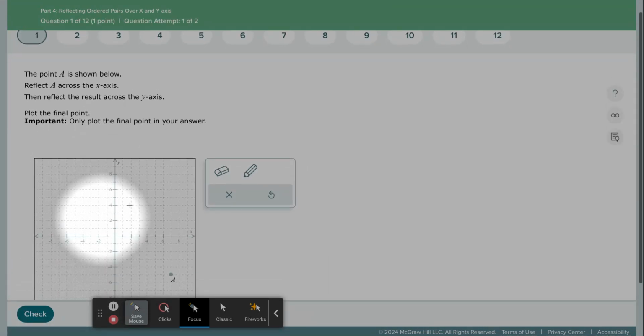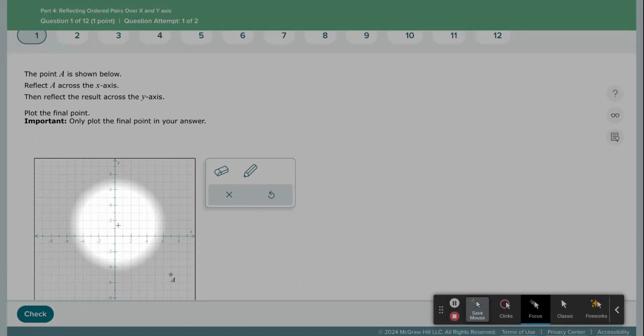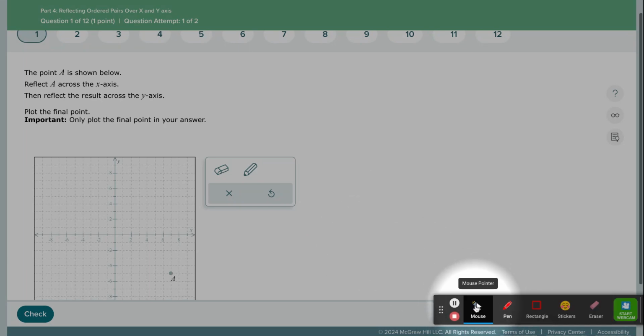The first few questions are going to be based on getting a 4-quadrant grid and reflecting the given point. So point A is shown below. They want you to reflect A across the x-axis, then reflect that result across the y-axis. So this is a double flip. Okay, they're starting you off strong, I guess.